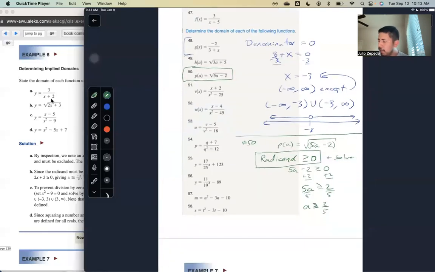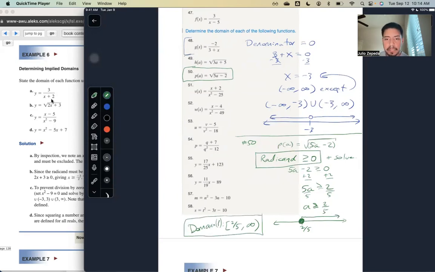Okay, and so where are the numbers that are greater than or equal to 2/5? I'll graph this. 2/5 is right here. Greater than or equal to, that would be including 2/5 and going in the positive direction. The domain of P of A, so I'll put domain in parentheses P, is this: 2/5 to infinity.